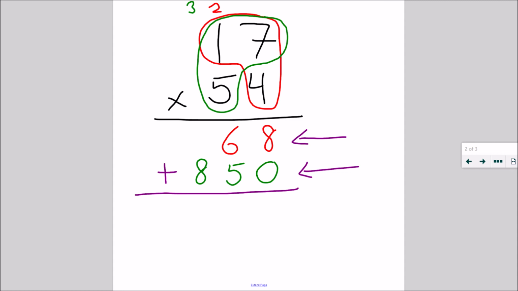8 plus nothing is 8. 6 plus 5 is 11. Carry my 10. 8 plus 1 is 9. So 17 54s, or 54 17s, comes to 918.